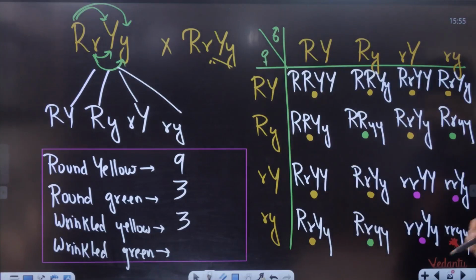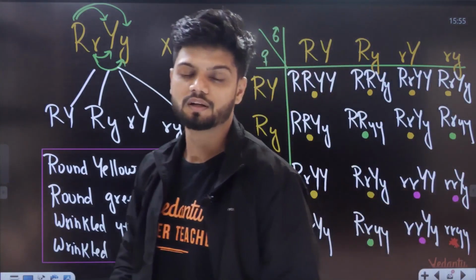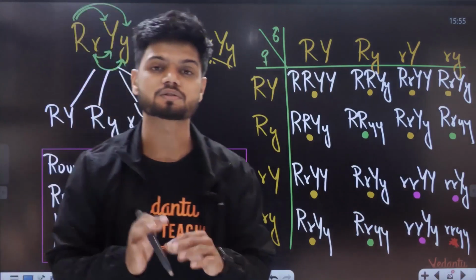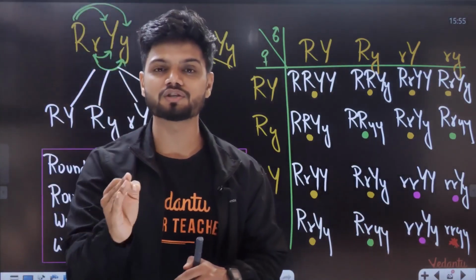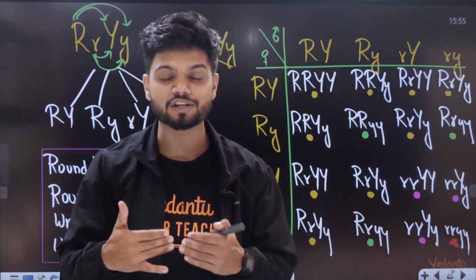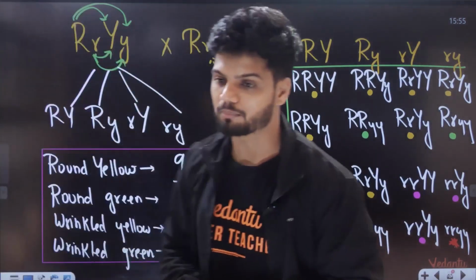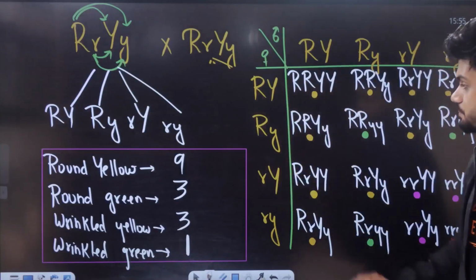Wrinkled green. Only 1. So what is the phenotypic ratio here? How it looks from the outside? The phenotypic ratio of your dihybrid cross is going to be 9:3:3:1. That is going to be your phenotypic ratio in your dihybrid cross right here on the board with the help of a beautiful table.